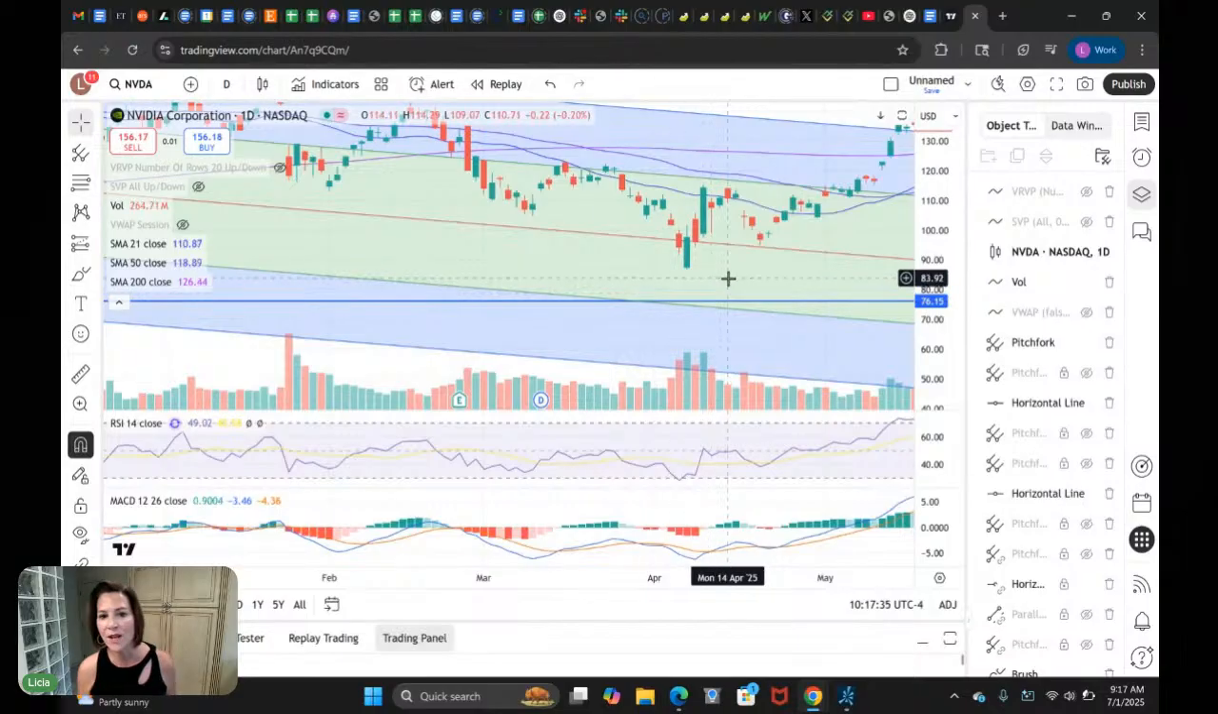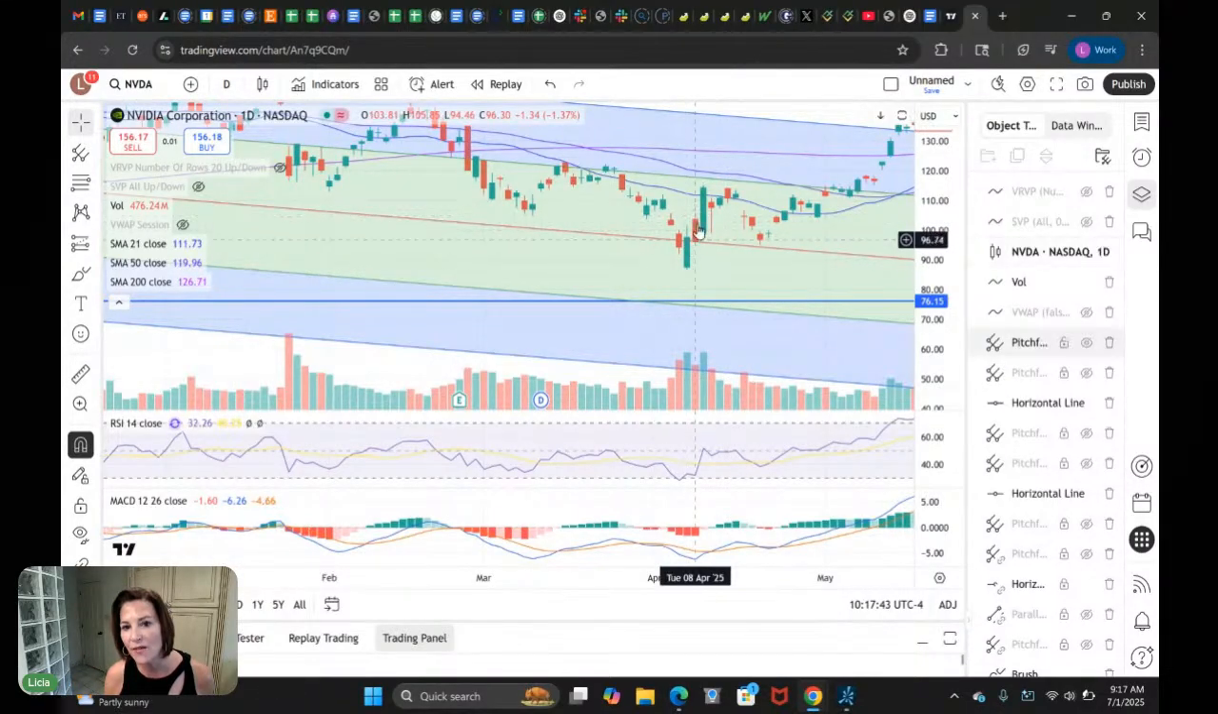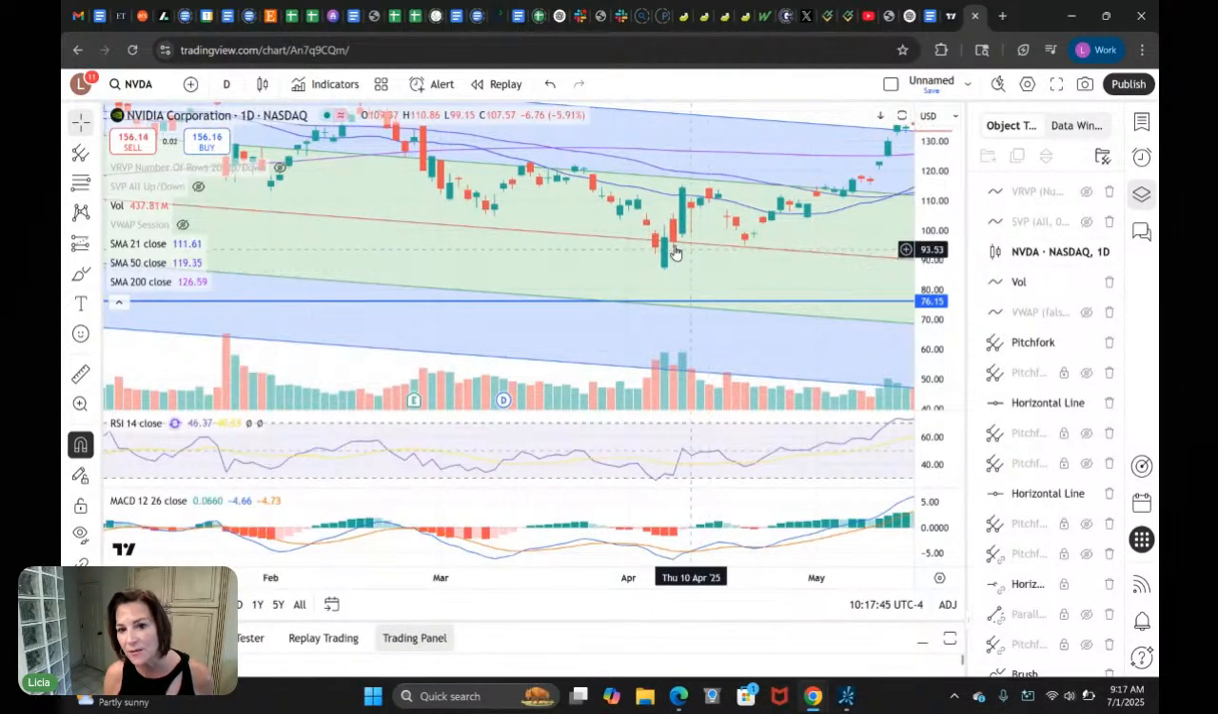Is this a change in trend? I'm at a support level. I closed above that support level. Now I have to wait for my confirmation. Again, it comes back to retest it. And then you get your rally.